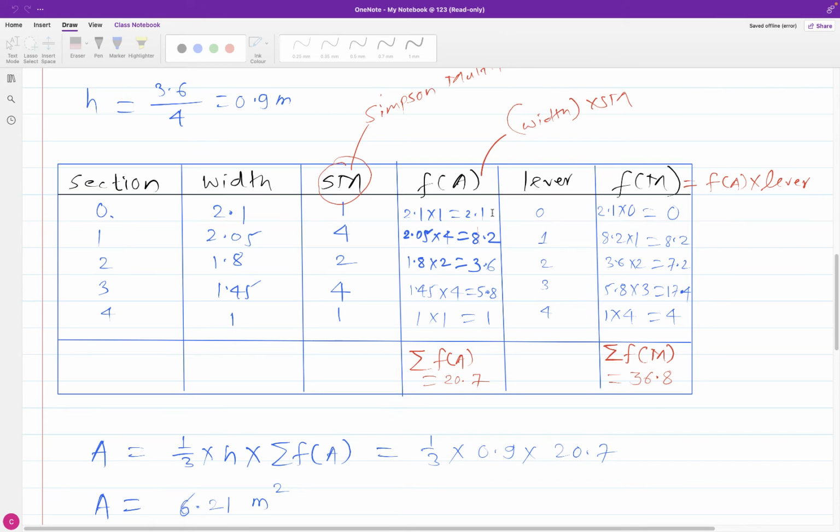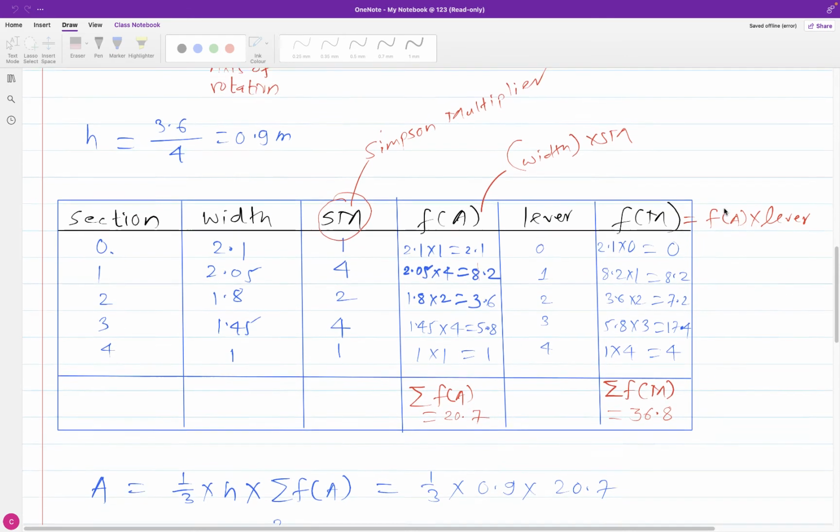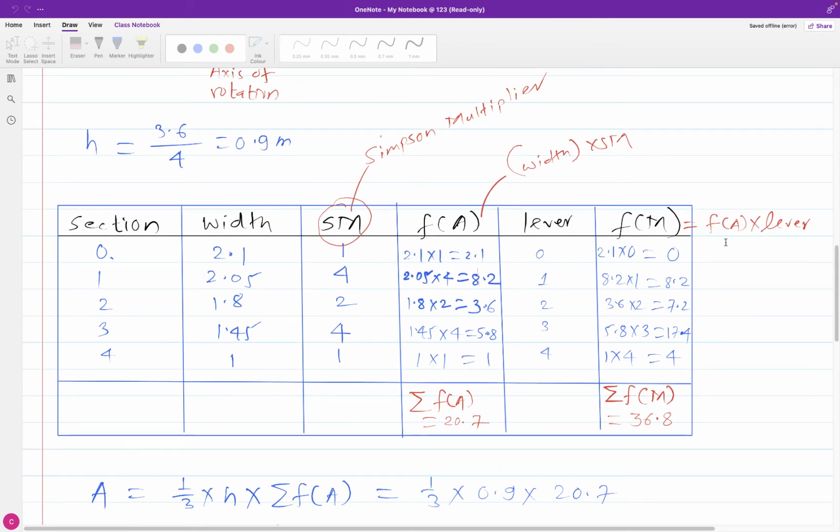Moment means what? Area into distance. So f of m will be what? f of a into lever. You got this point? f of a into lever. So 2.1 into 0, and same for the rest. Then we will get a summation of f of a.